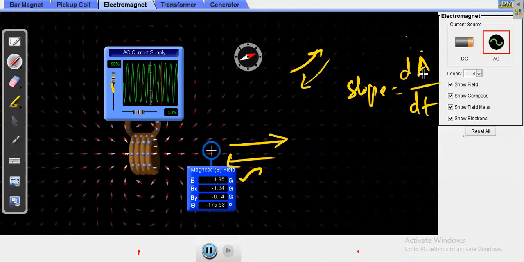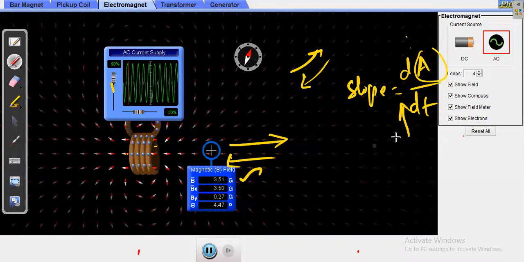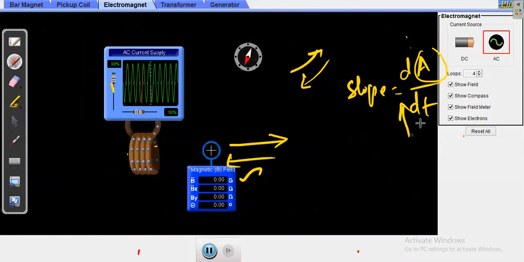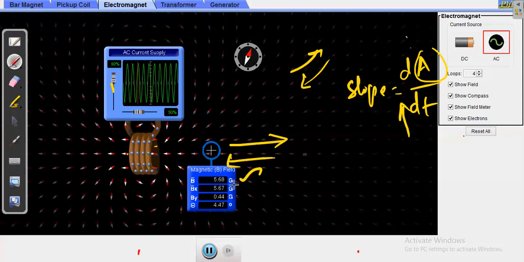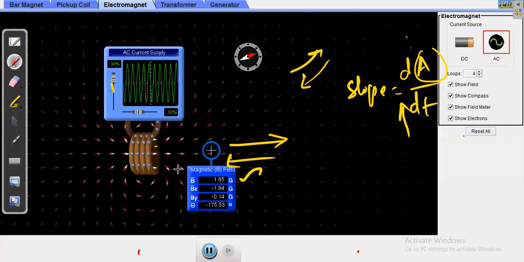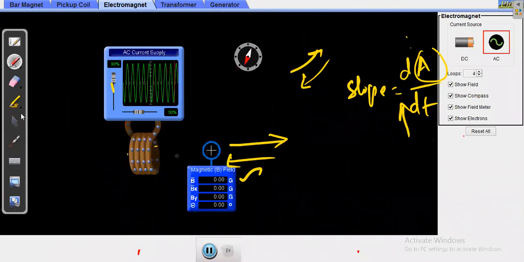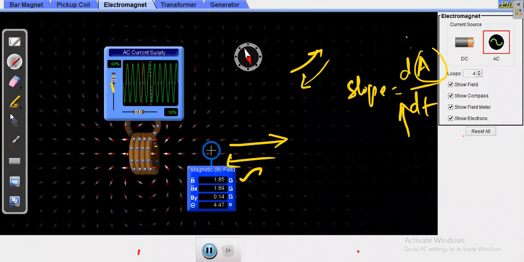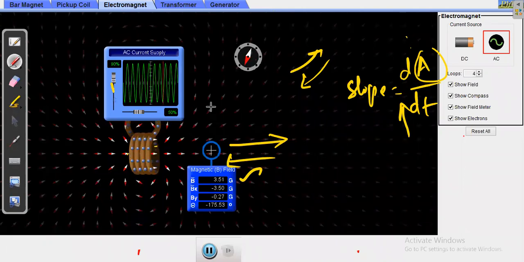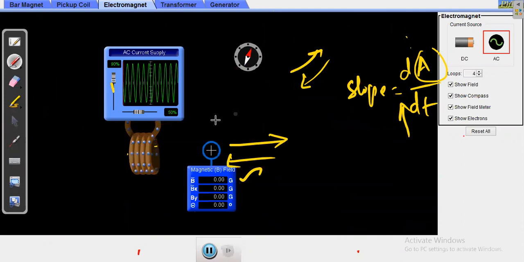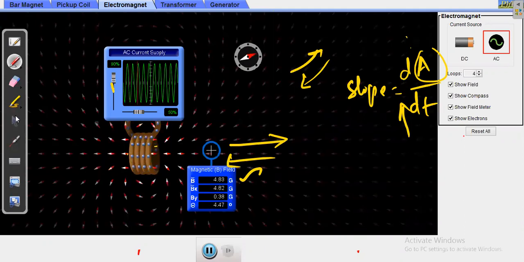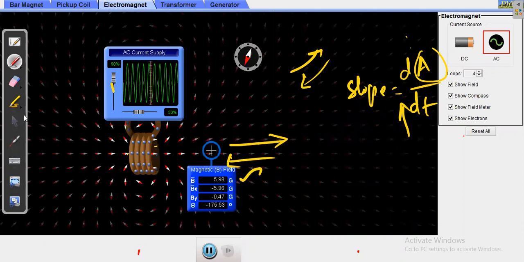When you increase A, you are increasing only the numerator, and you are keeping the denominator constant because I'm not varying the time period of the waveform. So definitely your slope will increase. As the slope increases, the magnetic field increases. If I decrease it, then the magnetic flux also will decrease. How am I changing the rate of change of current? Because the rate of change of current only will decide how fast this is getting flipped. So I can reduce it and keep it in a fixed position.